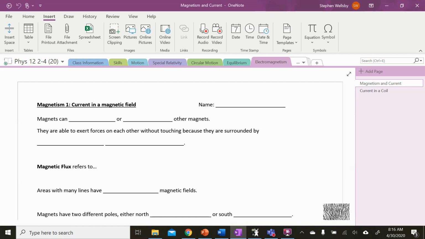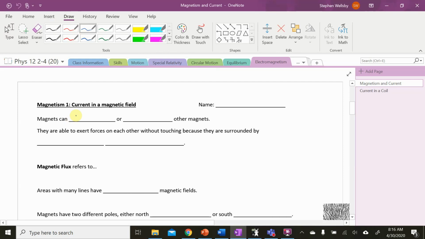So just a quick review of permanent magnets. This is going to be a lot of information that you've known since you were probably quite a small child. And a lot of it's going to be new when we get to electromagnetism. So we do know that magnets can attract and they can also repel.